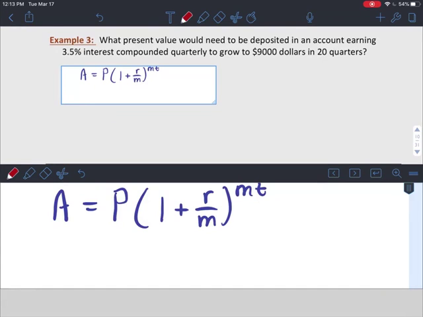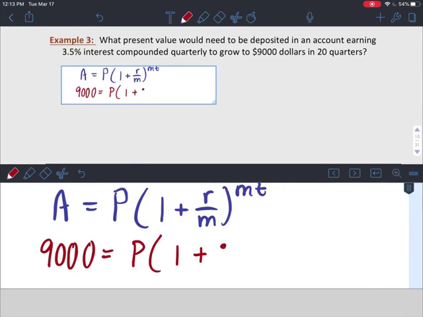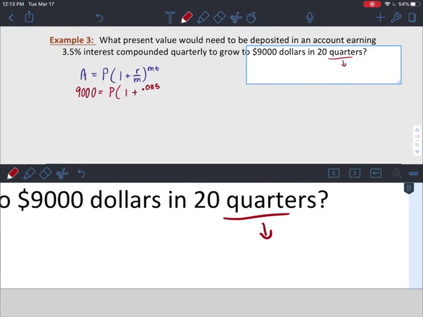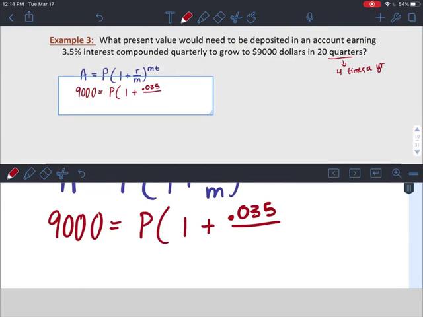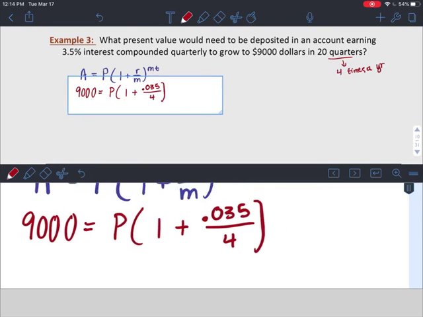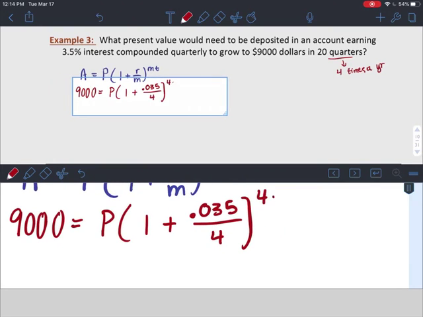Here we're looking to figure out what amount we need to invest right now to get our money to end up at $9,000 after 20 quarters. So my ending amount's going to be $9,000. I'm trying to solve this for P, my present value that I need invested right now. My time is measured in quarters here, which means a quarter is 4 times per year when you're talking about a number of times that it gets compounded.